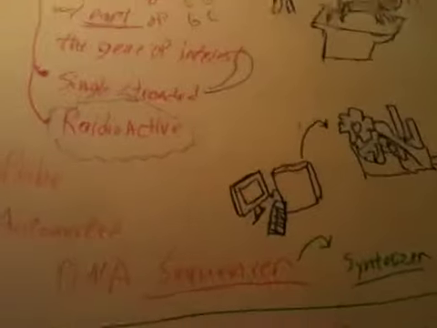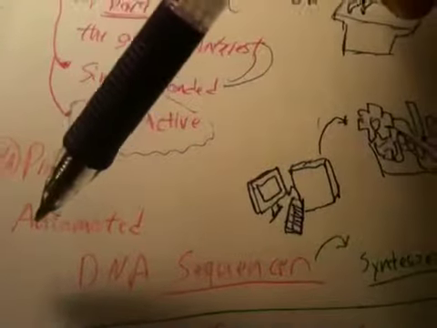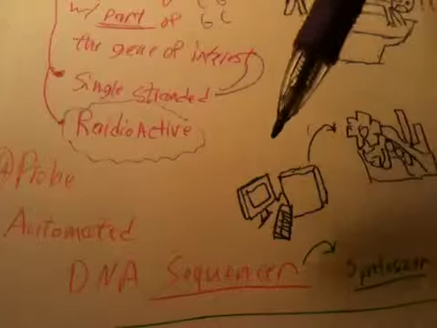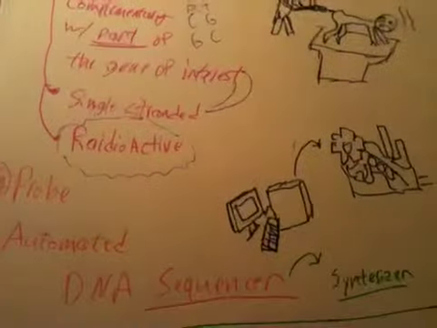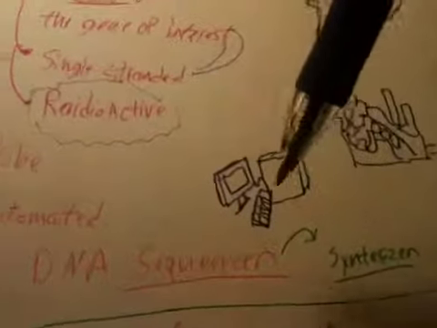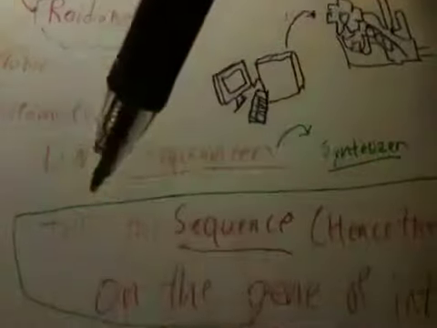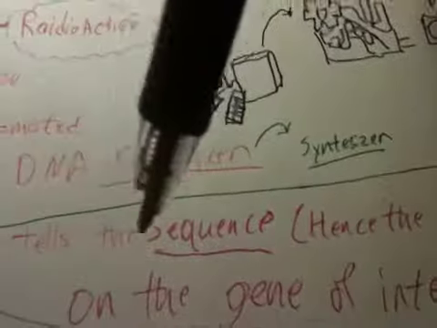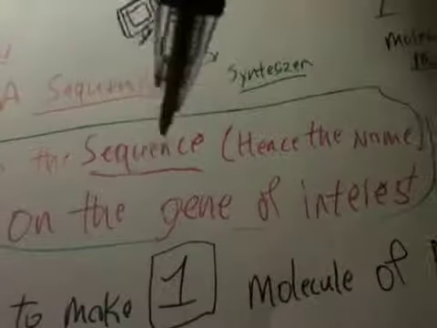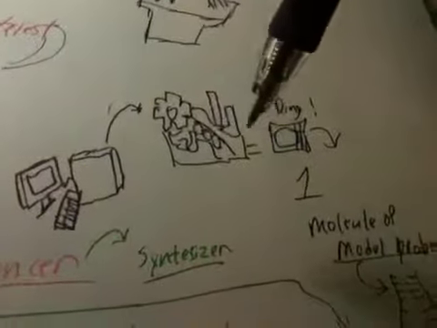So how do we make this nucleic acid probe? Well, one of the things we're going to do is think of what our gene of interest is, the gene that codes for a protein, testosterone or insulin or whatever, and then plug it into an automated DNA sequencer. What the automated DNA sequencer does is it tells us the sequence, hence the name, of the gene of interest. It's going to tell us the nucleotide sequence on the gene of interest. So we plug it into the computer, and we'll say the nucleotide sequence is A, T, A, C, G, C, whatever.